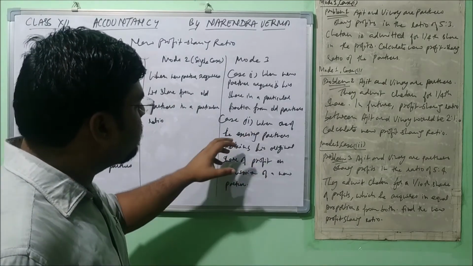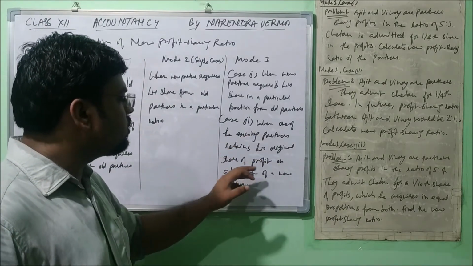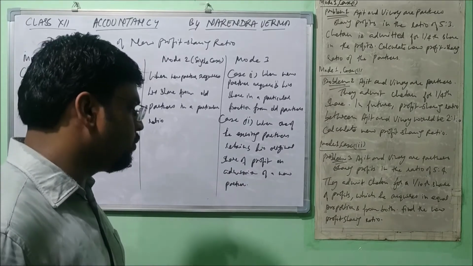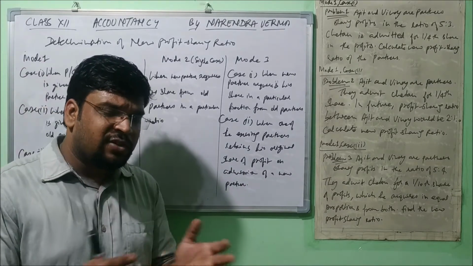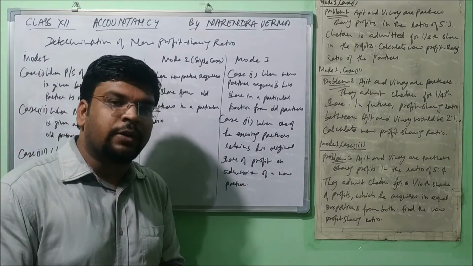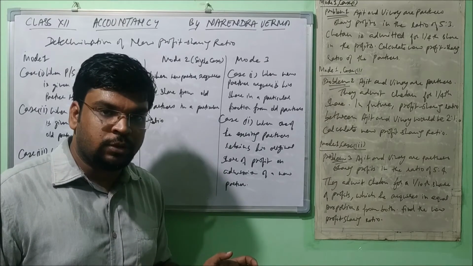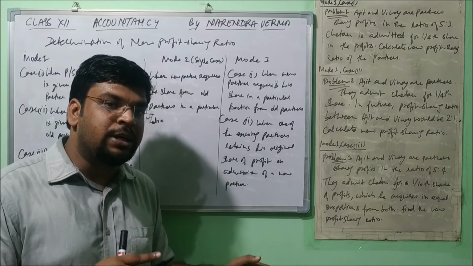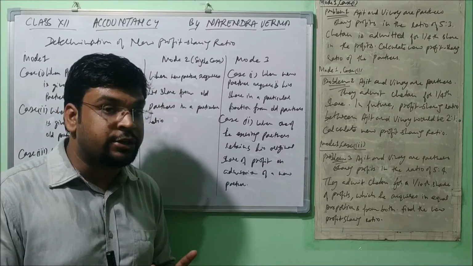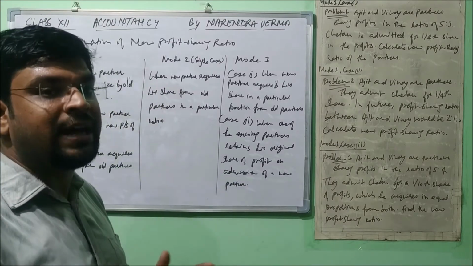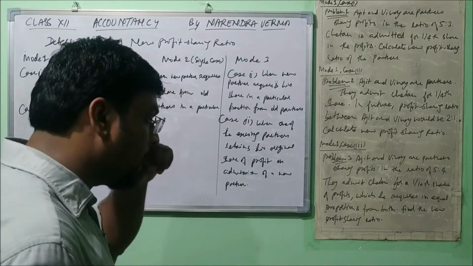And when one of the existing partners retains his original share of profit on admission of a new partner, that can also happen. Say, for example, 3 partners are there. When a 4th partner is coming, A says that he will not change his ratio. The change will be only in B's and C's ratio, not in A's ratio. So how we are going to attempt the numerical question on that, we will see.